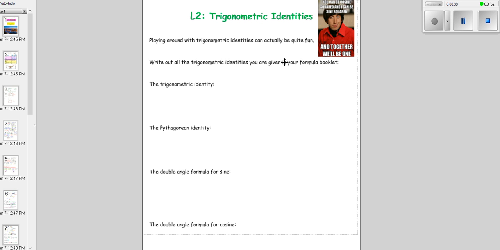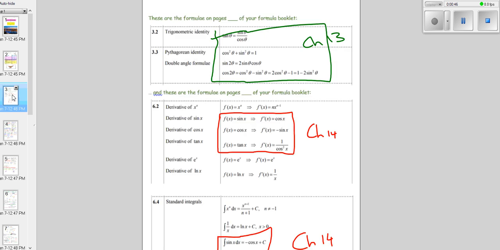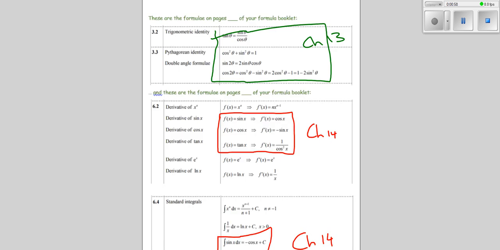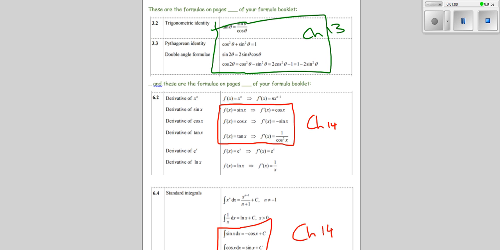Write out all the trig identities that are given in your formula booklet. To help you, I'll beam up this thing. Remember page 3 of your formula booklet? So here they all are. Here are the trig identities, these ones here. I should zoom in a bit so you can see it.